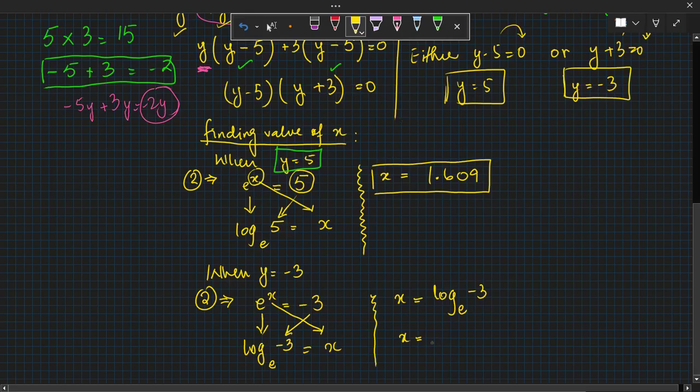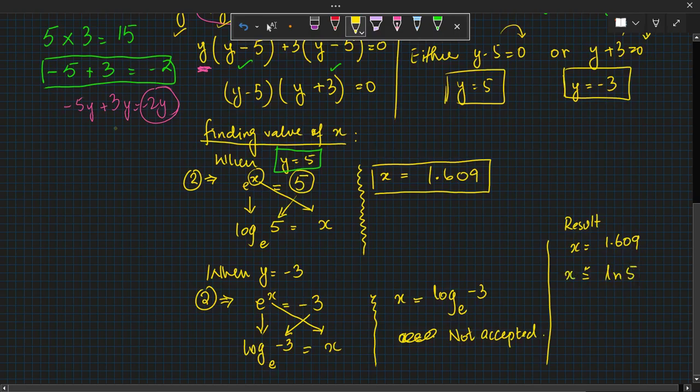So it will be 0? No, not 0. So it is not accepted. You will simply write not accepted. So our final answer is going to be x equals 1.609, which is also equal to ln5, right? Is this clear now? Yes, sir.